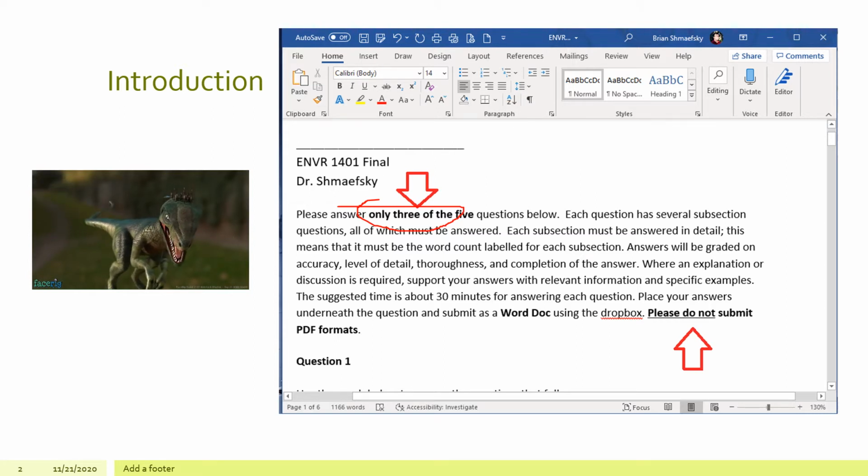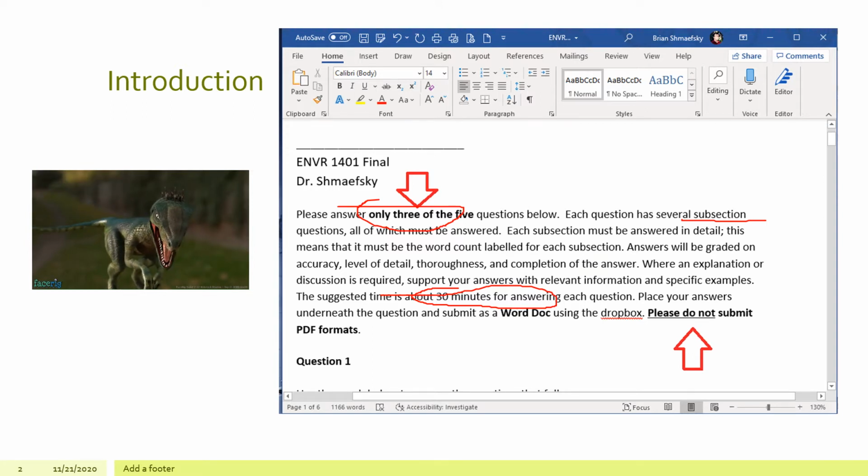Each of them will have several parts, or what I call subsections, and I'm going to give you a word count for each subsection. When you start looking at timing yourself for the exam, it's not going to be timed, but it shouldn't take you really more than 30 minutes for each question, once you've researched it and then start to write it up. So you will have to research these questions online or using your textbook.